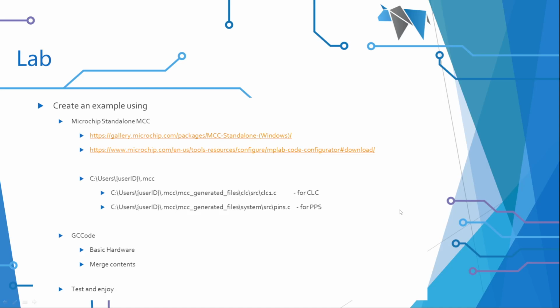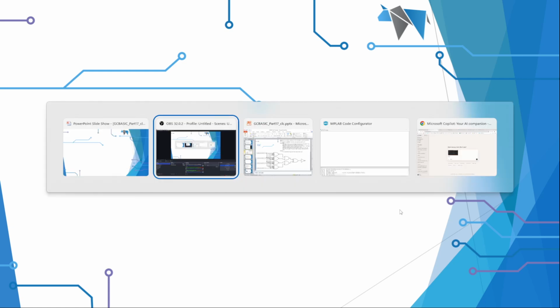Well, we're going to create a quick example. I'm actually going to use a Microchip tool, and it's called the Microchip Standalone MCC. There's the download location for it. There's different ways of getting it. I put both of those in here. And what we're going to do is use that tool to create the logic, and then we're just going to steal that logic and put it inside of GCCode and compile it. It's like, just paste it in. Let's get started.